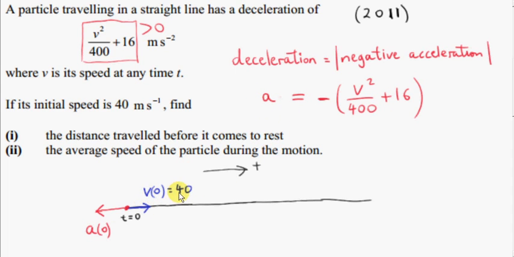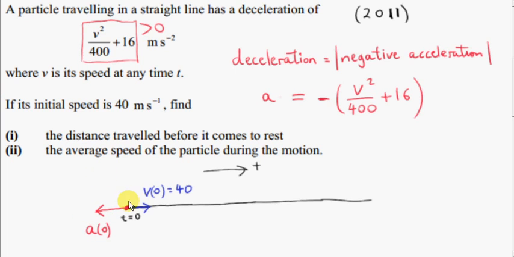Now we know the particle is going to come to rest, so the particle must be moving to the right. It can't be moving in the same direction as the acceleration vector. It can't be moving this way, because if it's moving in the same direction as the acceleration vector, then the particle is going to speed up actually, and it's never going to come to rest if that's the situation.